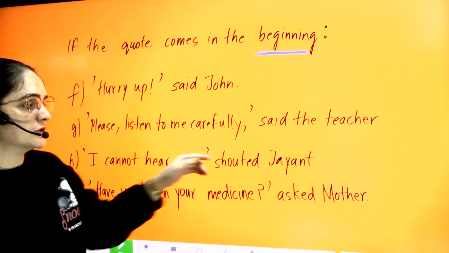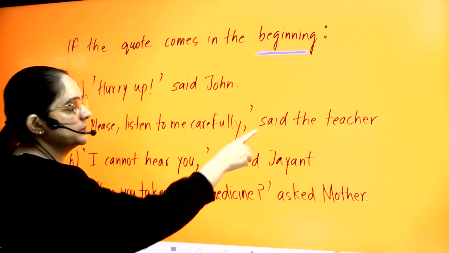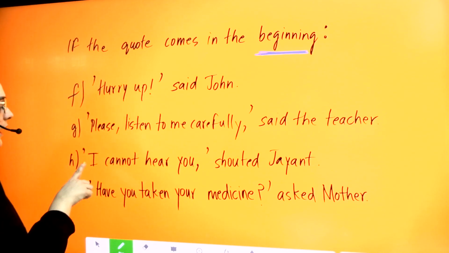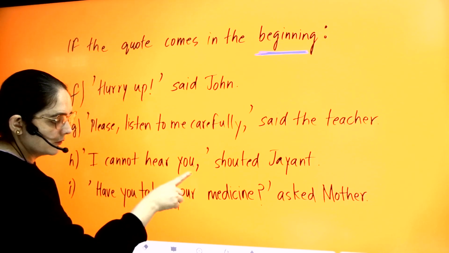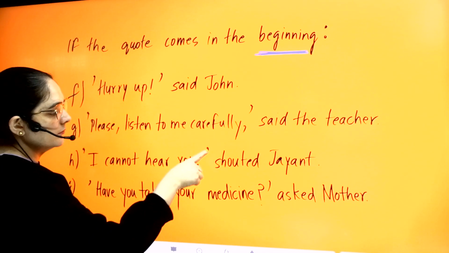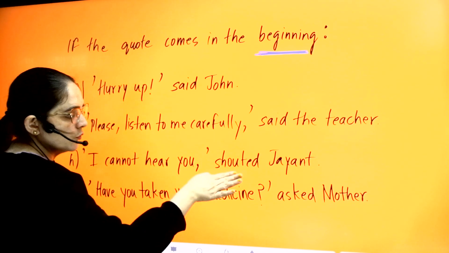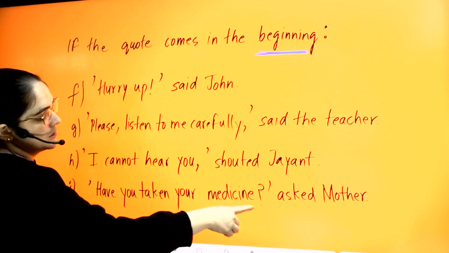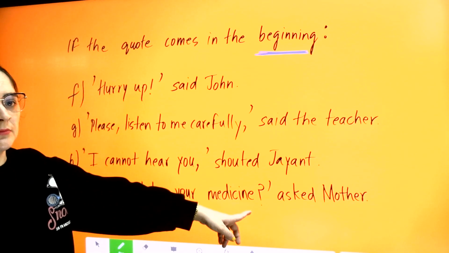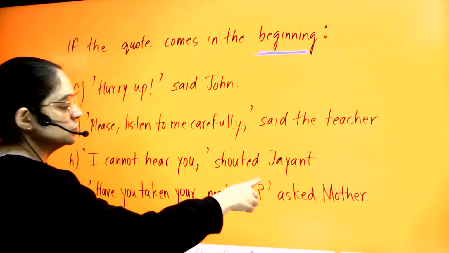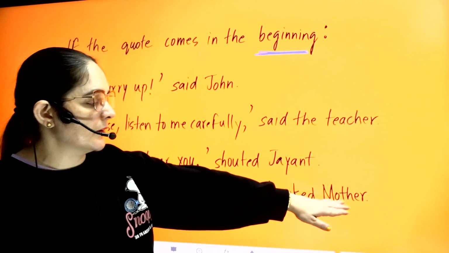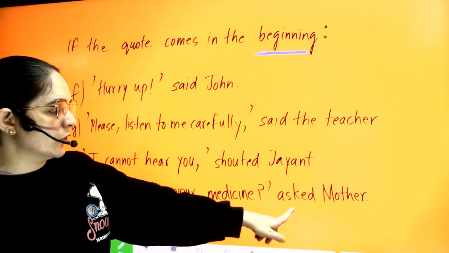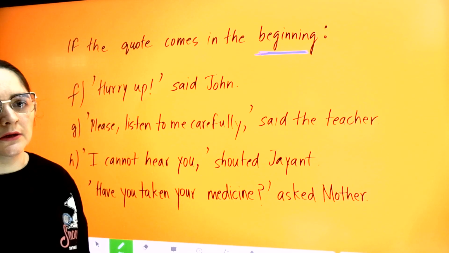Comma. It is important. So you separate the quote from the verb of speaking by a comma, be it at the beginning or at the end of the sentence. "I cannot hear you," comma. Be careful with this comma, and then the closing quotation mark, verb of speaking, shouted Jayant. One more example, "Have you taken your medicine?" The final punctuation is a question mark here, for this is a question, and then close the quotation mark, verb of speaking, and Mother is the speaker. So we'll always have a quote and a verb of speaking plus the speaker.